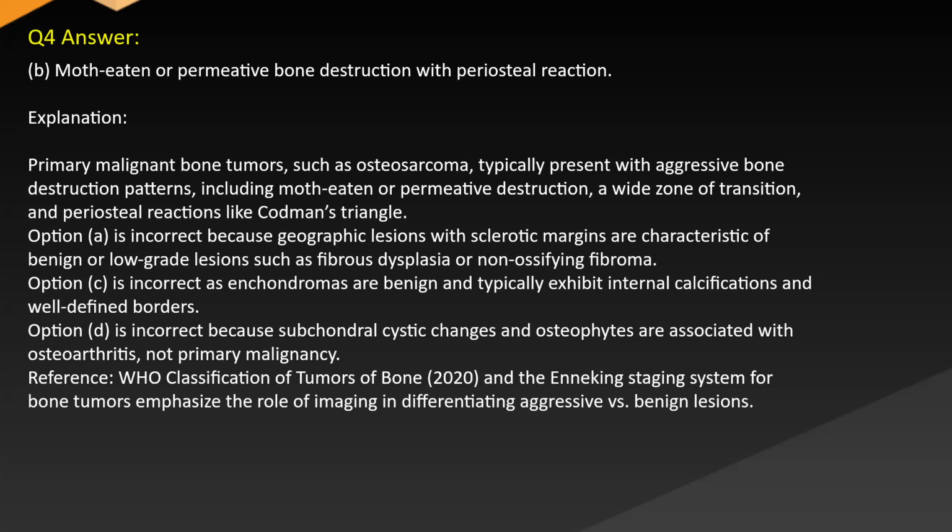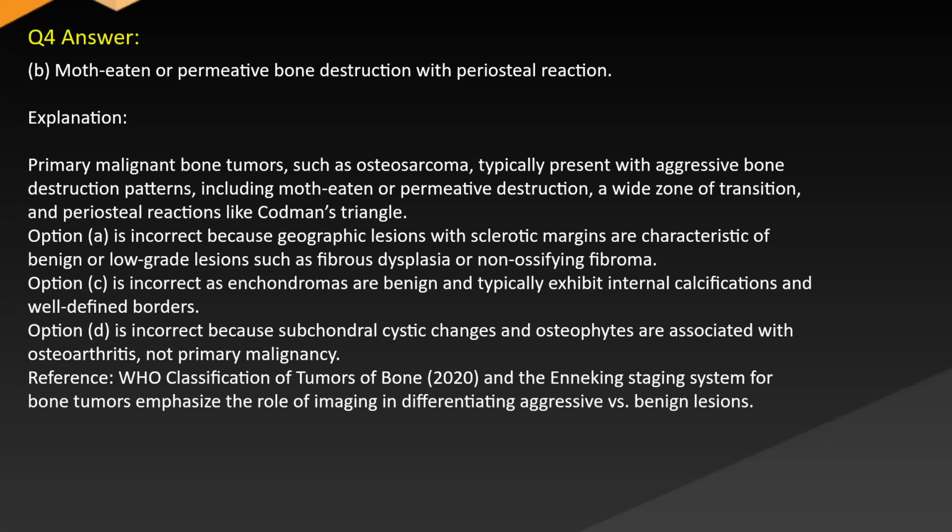Answer: B. Moth-eaten or permeative bone destruction with periosteal reaction. Explanation: primary malignant bone tumors, such as osteosarcoma, typically present with aggressive bone destruction patterns, including moth-eaten or permeative destruction, a wide zone of transition, and periosteal reactions like Codman's triangle.